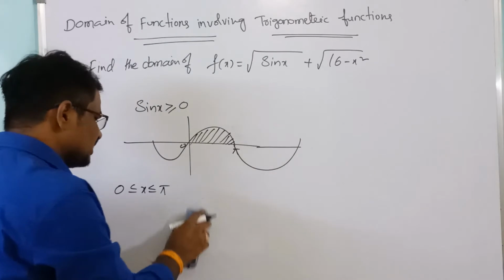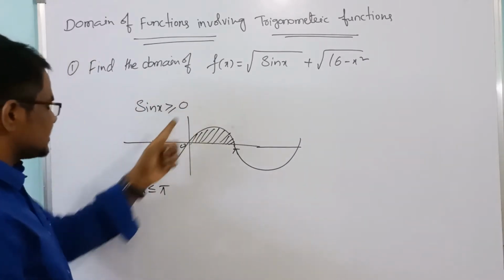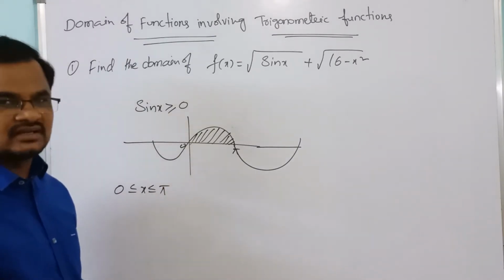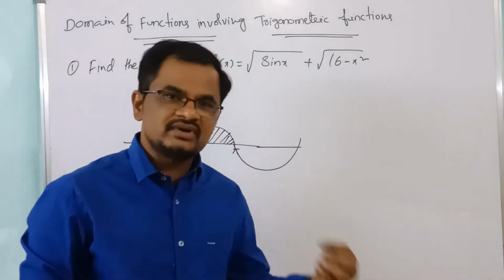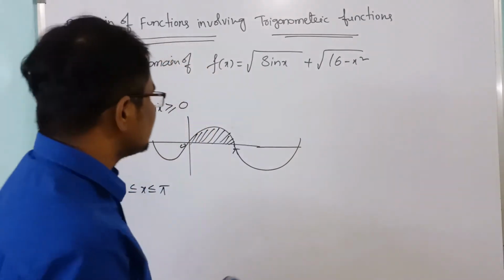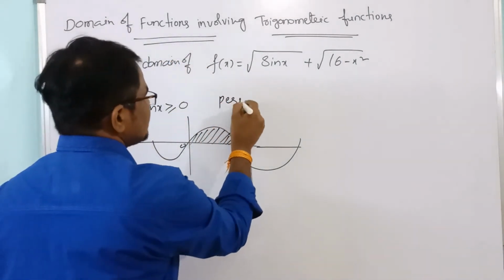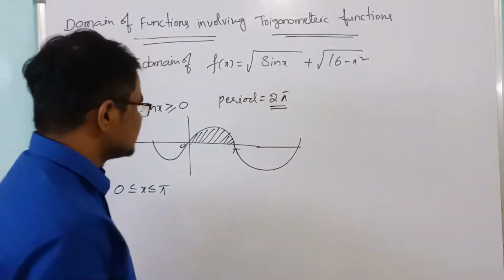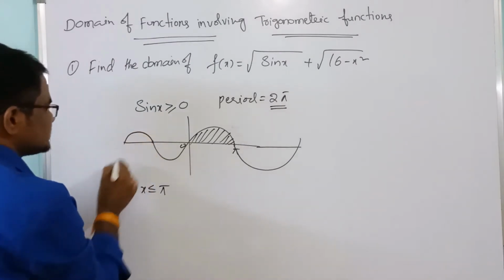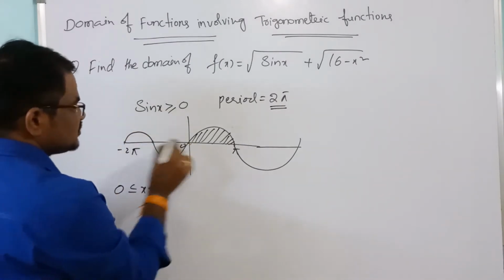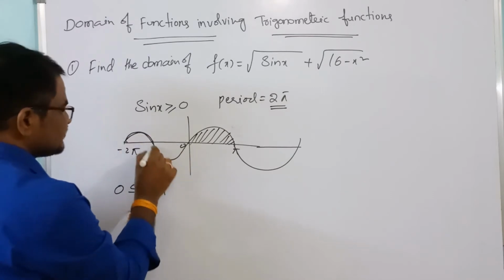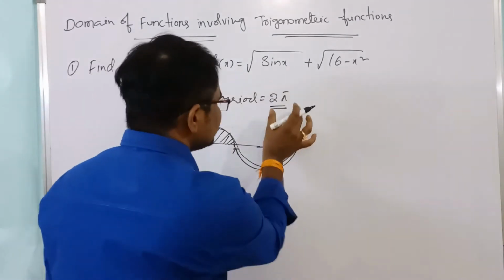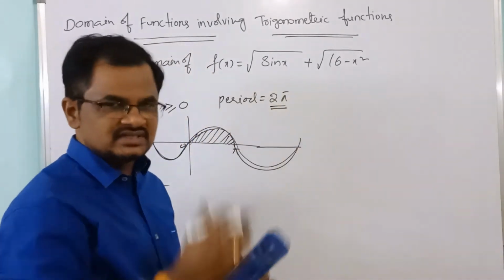Is there only one interval where sin x is greater than or equal to 0, meaning 0 to π? No, infinitely many intervals are there. So how do we find all those intervals? By taking the period of sin x. What is the period of sin x? 2π. If you take minus 2π to 0, and 0 to 2π, the graph is the same. Every 2π length, the graph repeats.